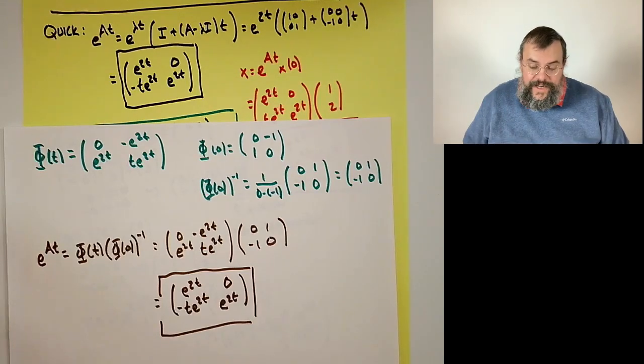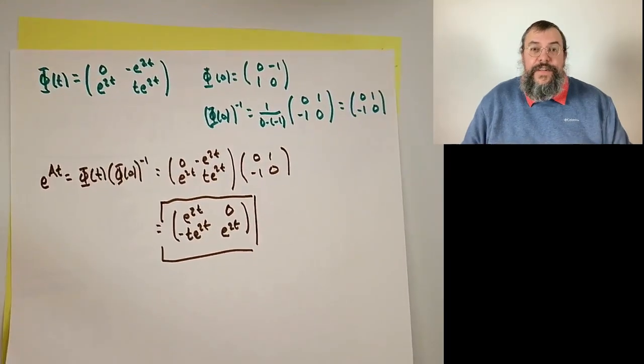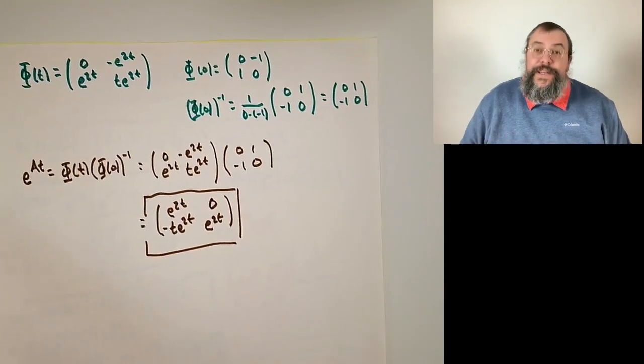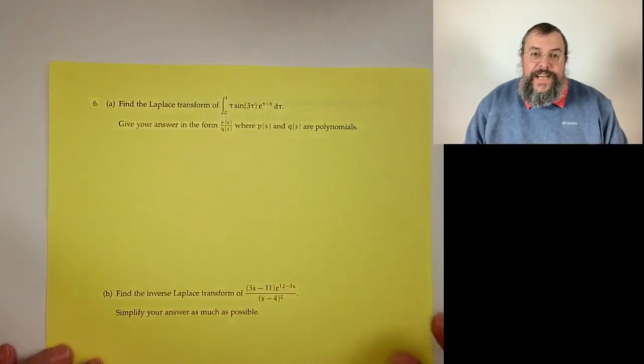Do you get the matrix you started with? And if the answer is yes both times, you're in good shape. If the answer is no, uh-oh. Check your work. Something has happened here. So, all right, that's number 5, which means we're up to number 6.